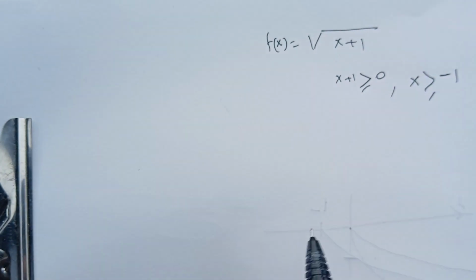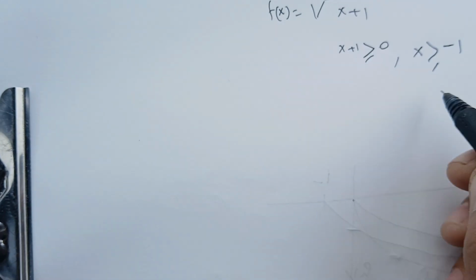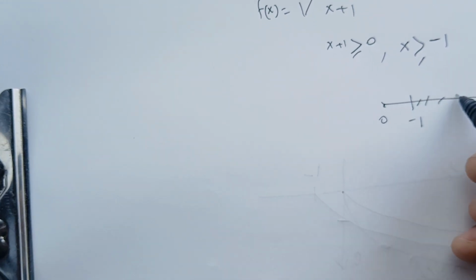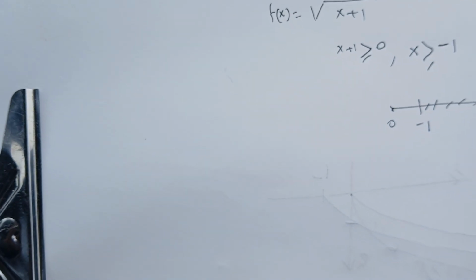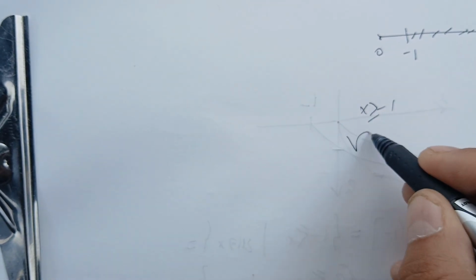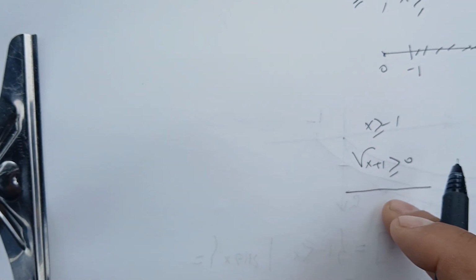So the domain here is the set of x such that x is bigger than minus 1, or we can use the line to say this is 0 and this is the domain here. Now we can graph this function. Before graphing it, we see that when x is bigger than minus 1, the square root of x plus 1 is bigger than 0. That means the range is 0 to plus infinity.